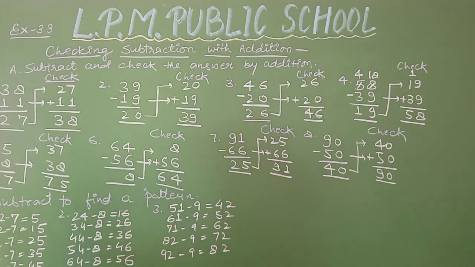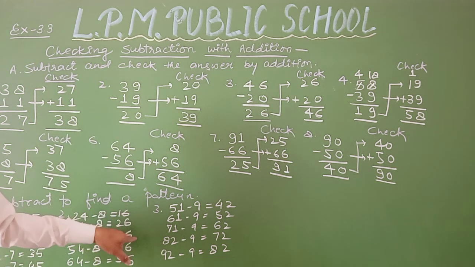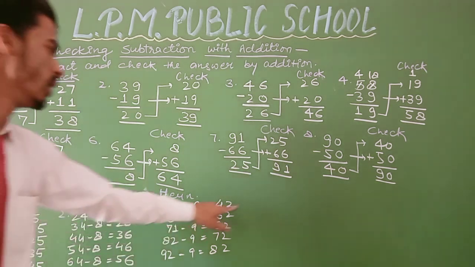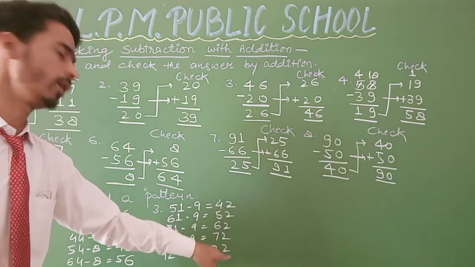You can see here that there is a pattern: 5, 15, 25, 35, 45. All the differences are 10 everywhere. Then 16, 26, 36, 46, 56, and 42, 52, 62, 72, 82.